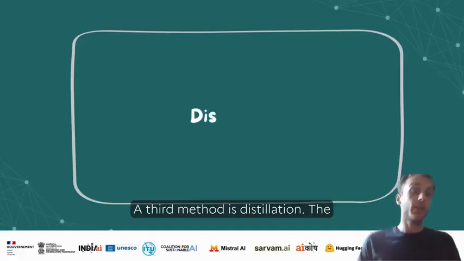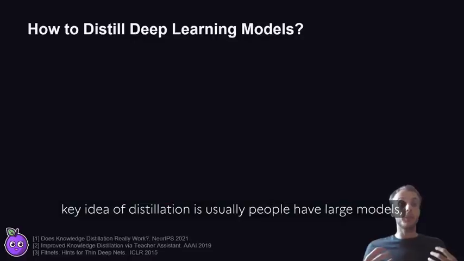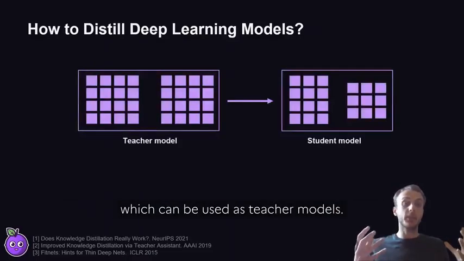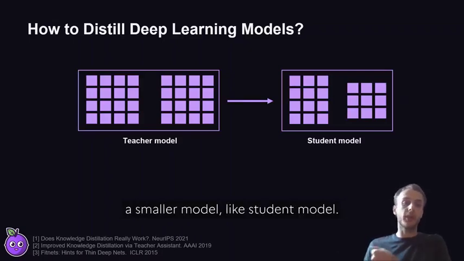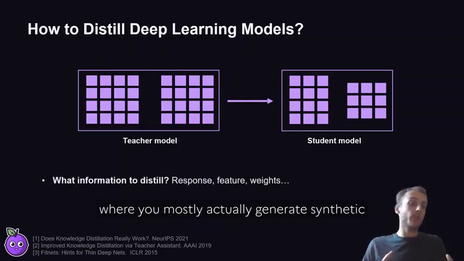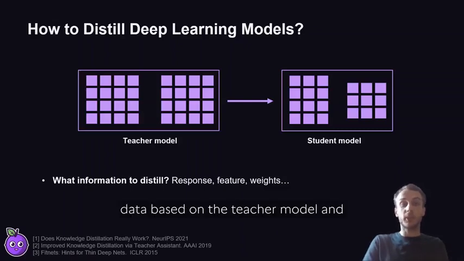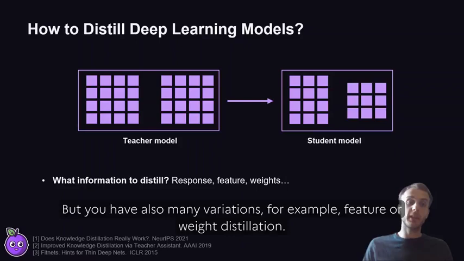A third method is distillation. The key idea of distillation is that usually people have large models which can be used as teacher models, and you can distill the information into a smaller model, like a student model. The standard way to do this is called response distillation, where you generate synthetic data based on the teacher model and use this data to train the student model. But you also have many variations, for example, feature or weight distillation.